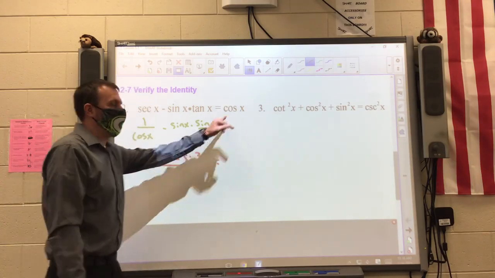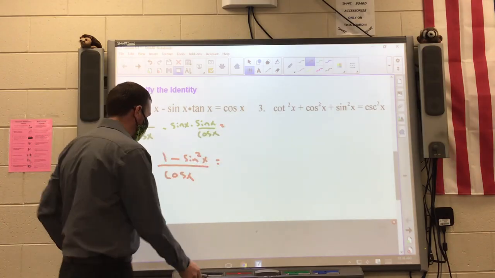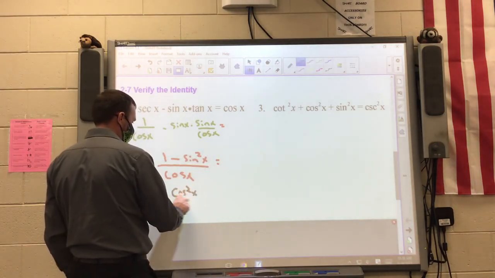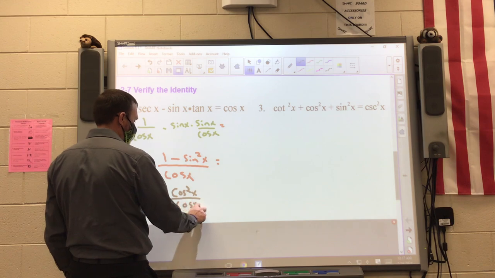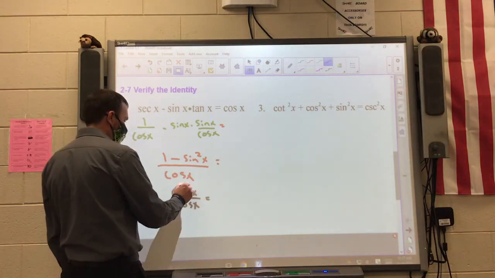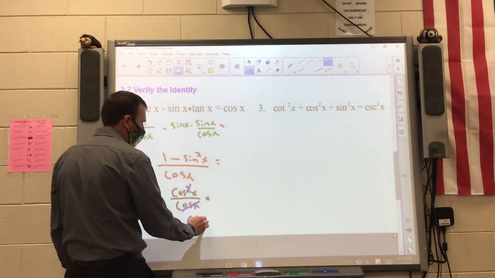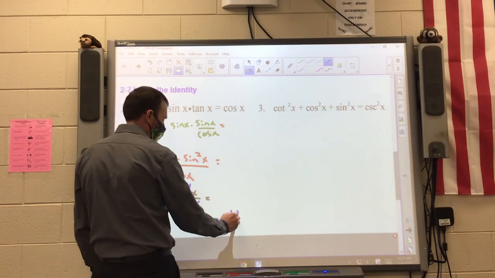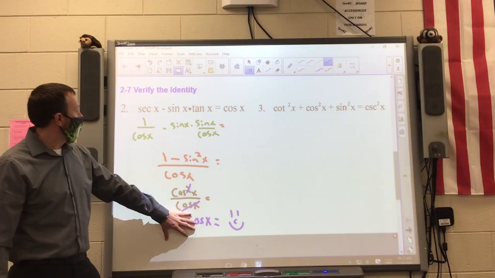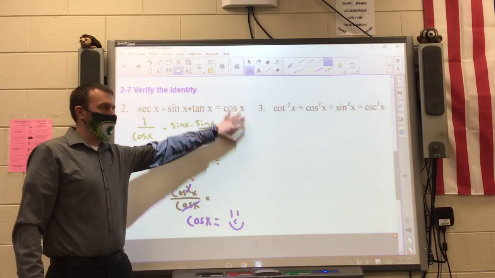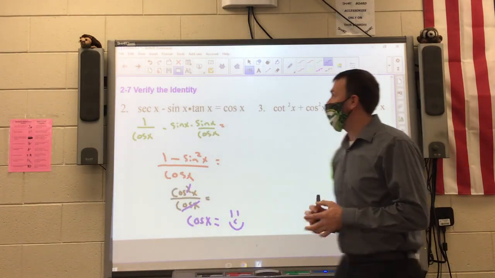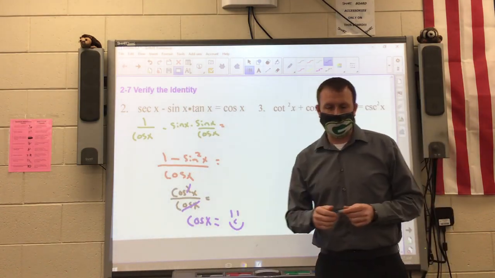Right? We're trying to get to equal the other side. Well, 1 minus sine squared of x is cosine squared of x. Right? So recognizing that identity. And then we know from there, if I have cosine squared over cosine, I can cancel one out. And I get cosine x. I like the little smiley face. And then we made my left-hand side, we showed that it equaled my right-hand side. So we verified that the two expressions were equal to each other. Or sorry, the two equations were equal to each other.